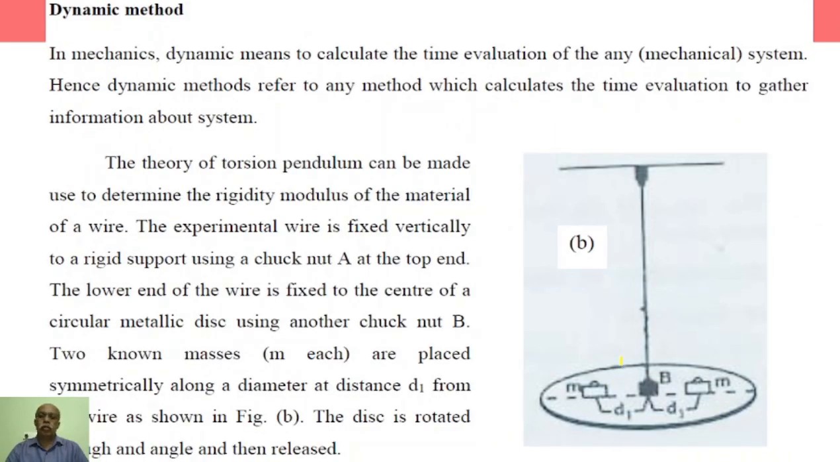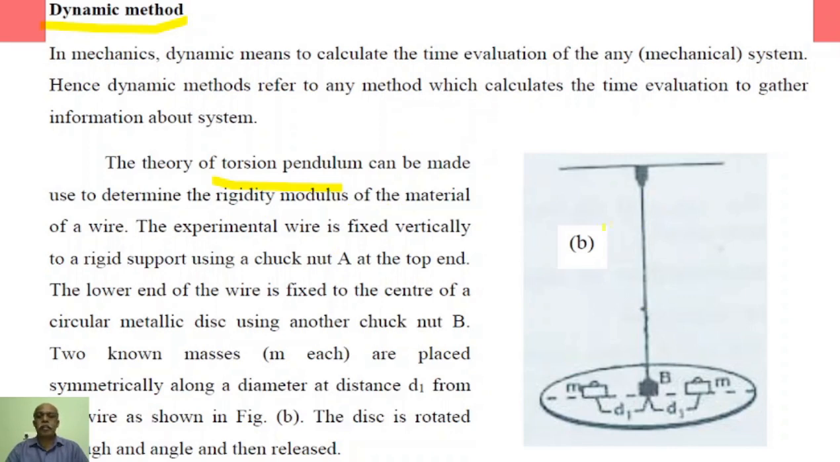Now coming to the second method of finding the rigidity modulus, that is the dynamic method. So here we make use of a torsional pendulum, and this torsional pendulum can be made in order to determine the rigidity modulus of the material of the wire, this wire.